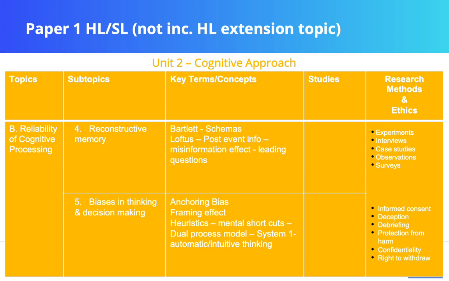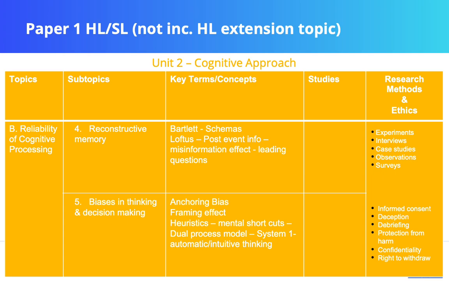Anchoring bias and framing effect can both be explained with this concept of heuristics, this idea of our mind taking mental shortcuts because we're quite cognitively lazy. And we use system 1, which is that automatic and intuitive thinking part. And again, you can talk about the dual process model to explain why these biases occur. Again, make sure your studies for subtopic number 5 are nothing to do with memory. They're all about biases when it comes to thinking and decision making.